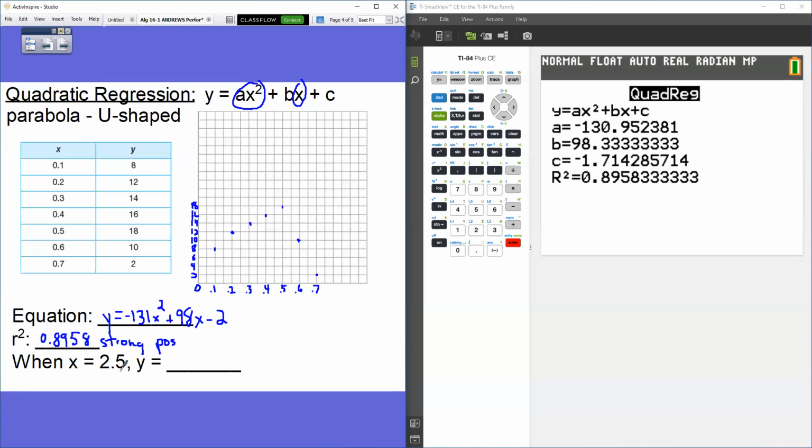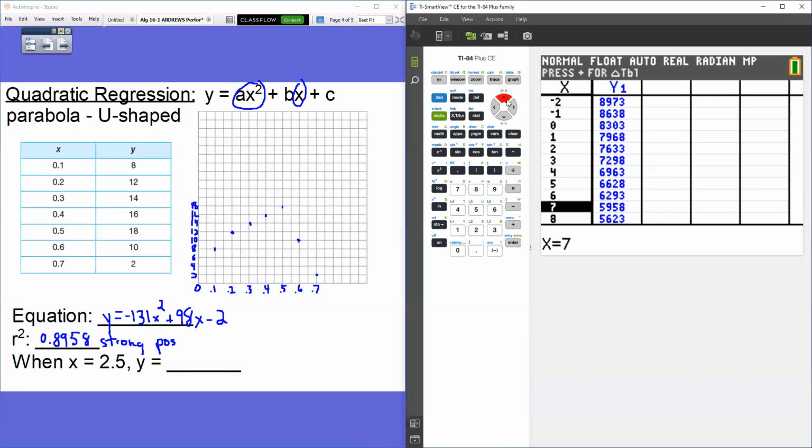To make an estimate for 2.5, again, you could take this 2.5 and sub it in, but honestly, I think it's easier to use the table. Now, remember that you can change what you count by in the table by hitting the plus sign. Notice, press plus for delta table. So if I hit the plus sign, they want to know, what do you want to count by in the table? I want to count by 0.1s because that's what we are counting by here. So then I want to get all the way down to 2.5. So I'm just going to go down all the way to 2.5 to get my prediction.